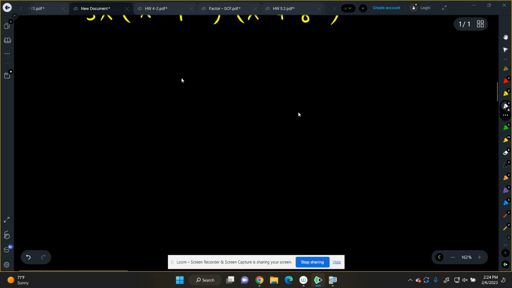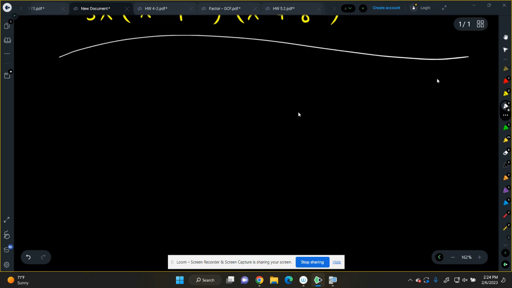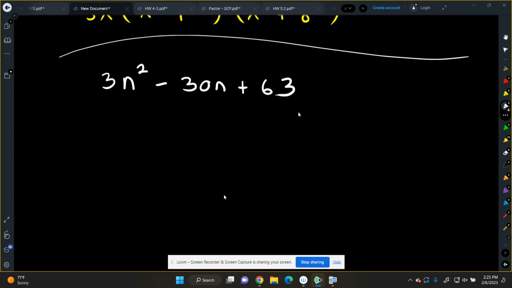Okay, here comes another one. Let's do 3n squared minus 30n plus 63. I want you to turn to your neighbor and do this together. But I want to hear the discussion about it. Don't just do it on your own. Turn to your neighbor and discuss it and do it. I'm just gonna do it real quick. Turn to your neighbor, guys. Turn to your neighbor. Or the person behind you.